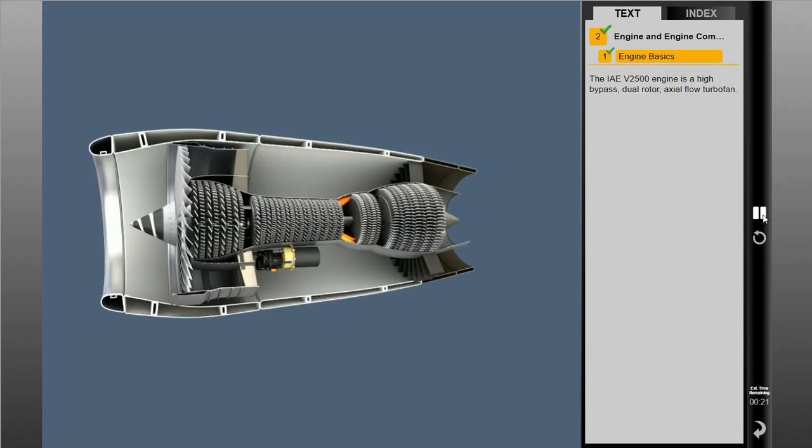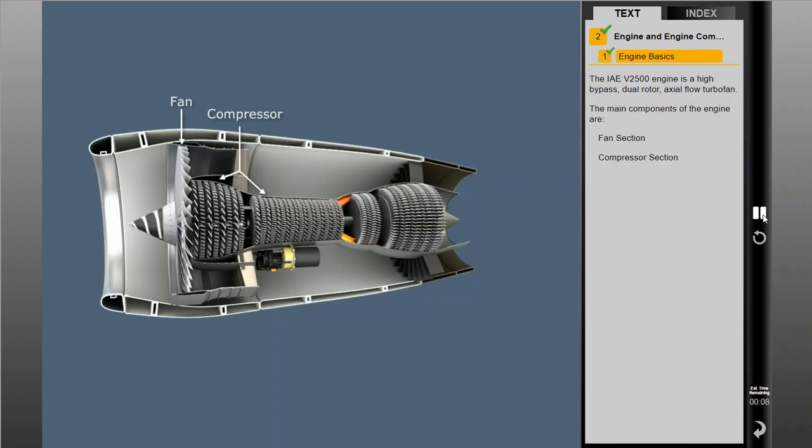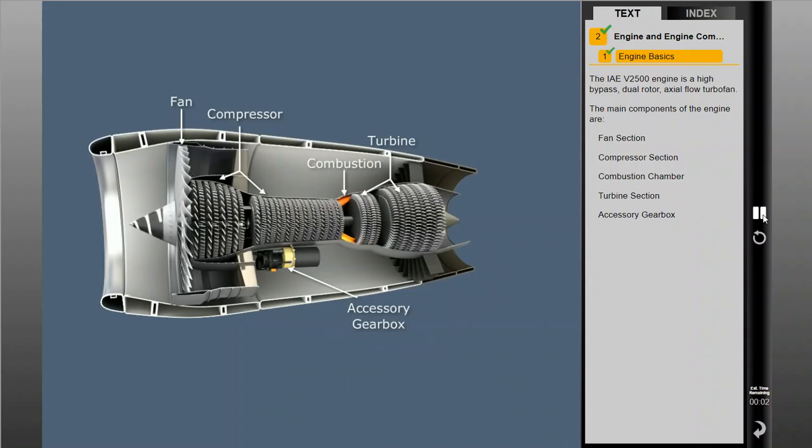The IAE V2500 engine is a high-bypass dual-rotor axial flow turbofan. The main components of the engine are the fan section, a compressor section, the combustion chamber, the turbine section, and an accessory gearbox.